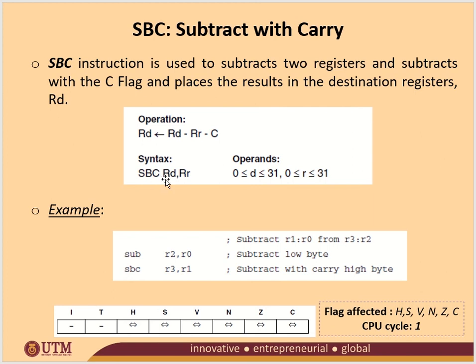So this is the syntax: SBC RD, RR. Your RD and RR can be from R0 to R31. What about the operation? The operation here is RD minus RR minus C. This C flag is from your status register, either 0 or 1, and you put the result back into your RD.